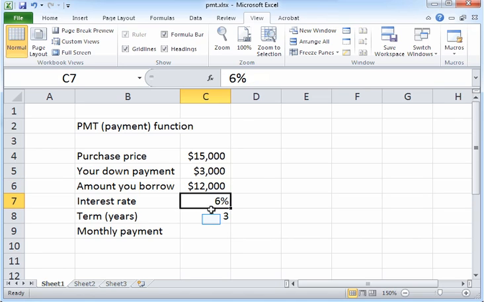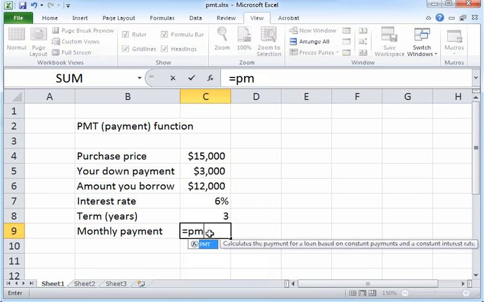Let's assume the annual interest rate is 6%, and you have to repay the entire loan amount in 3 years. We now compute the monthly payment that is due from you to the bank. The function is PMT, and like every function, you should begin by entering the equals sign, equals PMT, within parentheses.